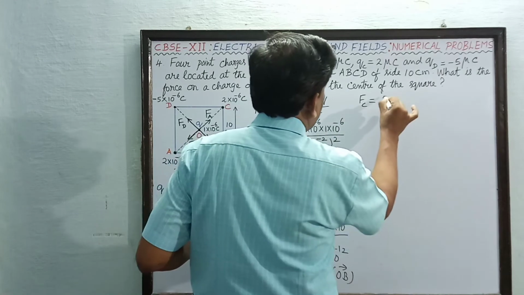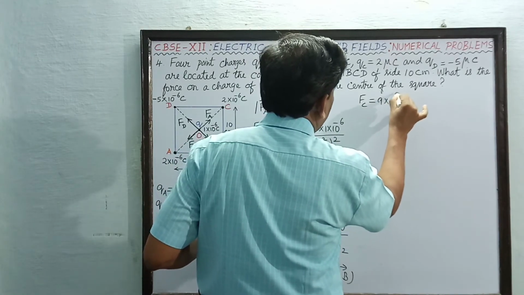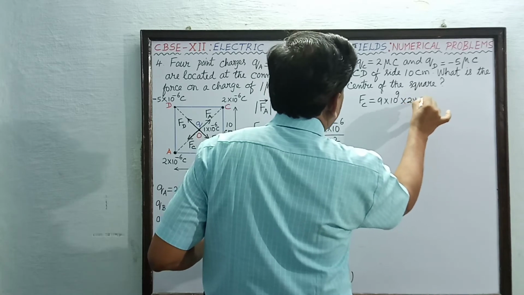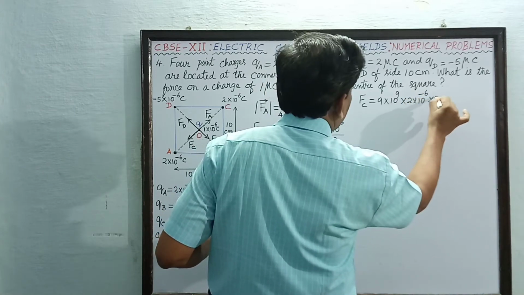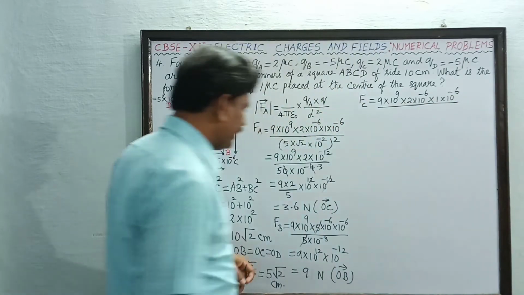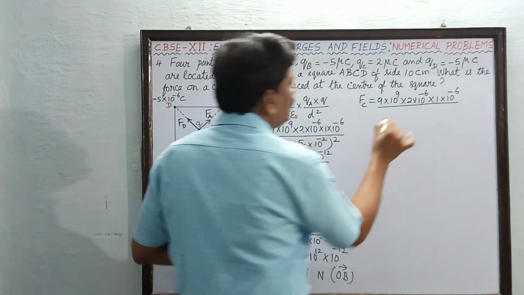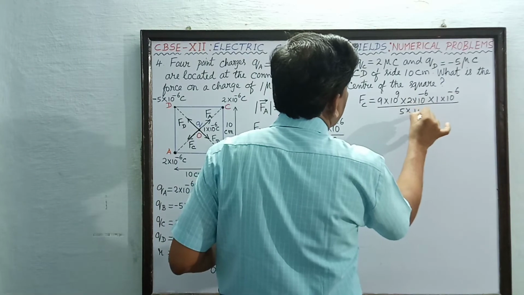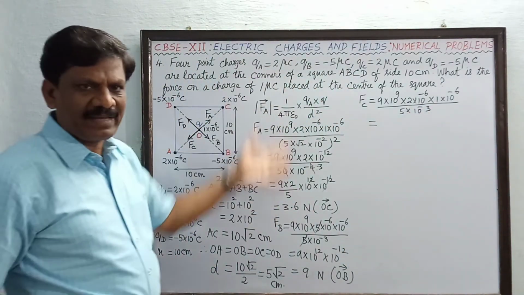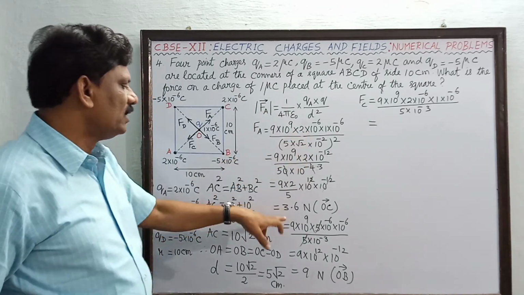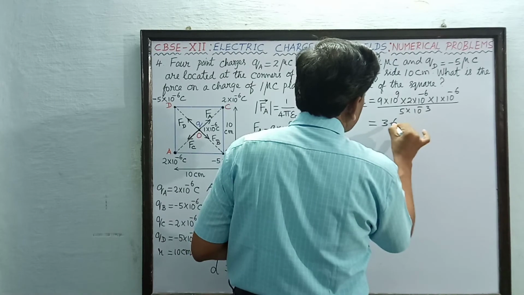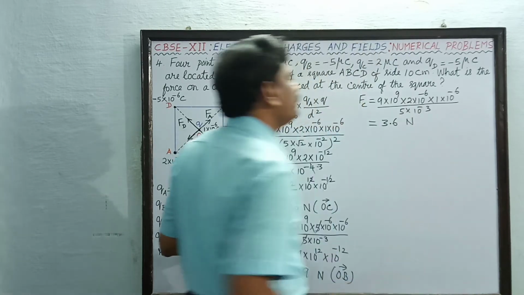This is equal to what? 9 into 10 to the power of 9 multiplied by 2 into 10 power minus 6 multiplied by 1 into 10 power minus 6, whole divided by 5 into 10 power minus 3. So we will get the same value, isn't it? Already we have calculated for 2 microcoulomb. So it must get 3.6 Newton. So this is 3.6 Newton.